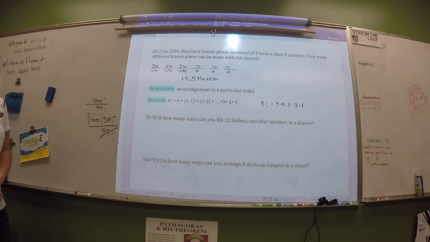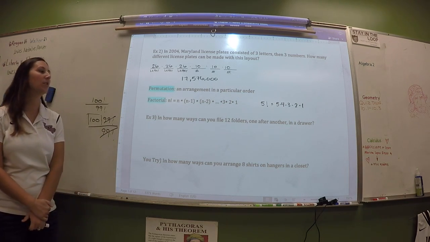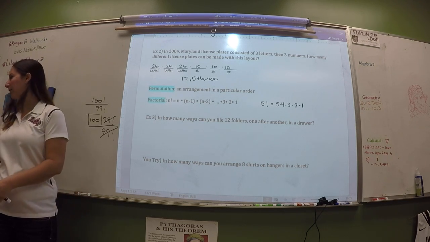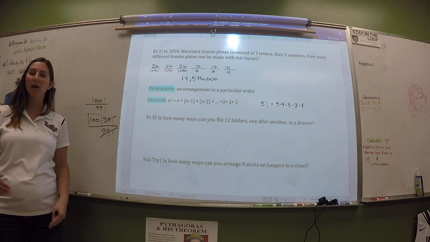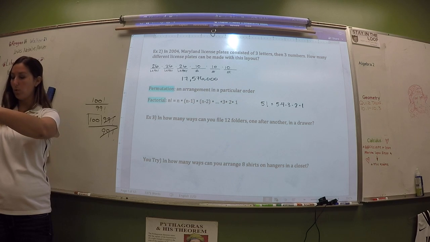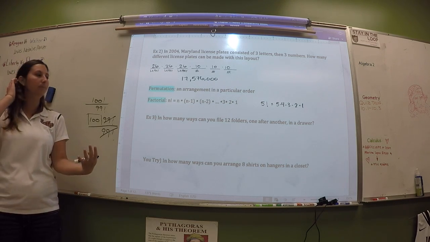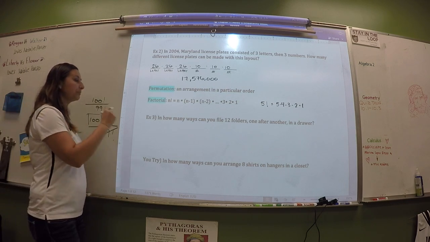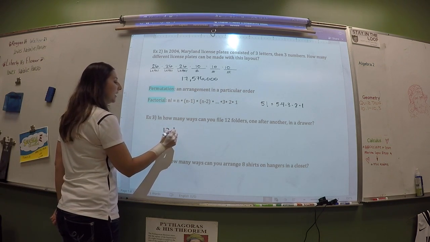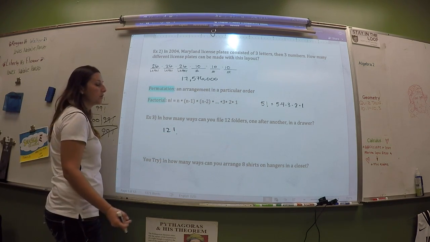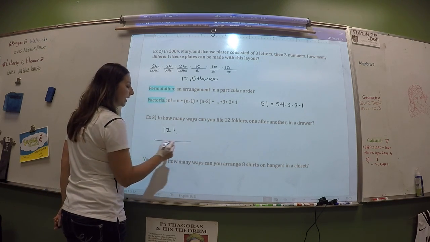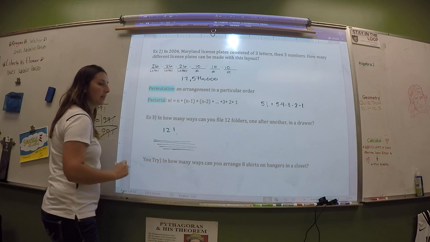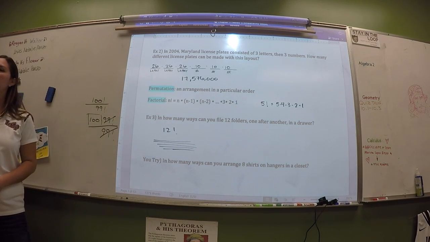So let's say the question is, in how many ways can you file 12 folders, one after the other in a drawer? You put files in, I don't know if you've ever seen a file drawer, they're in an order, perhaps in alphabetical order if you're fancy. So all we're going to do is 12 factorial because we're putting them in a single line, like 1, 2, 3, 4, 5, 6. It's just going to be 12 factorial.